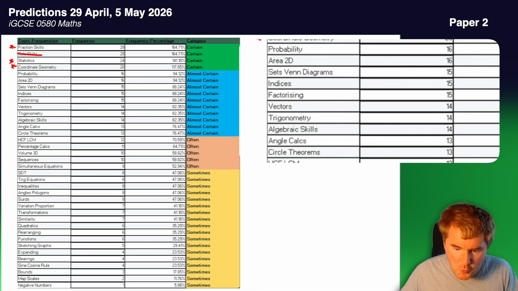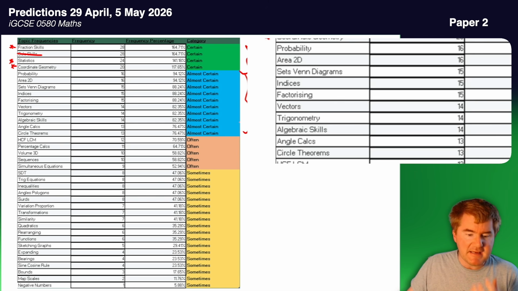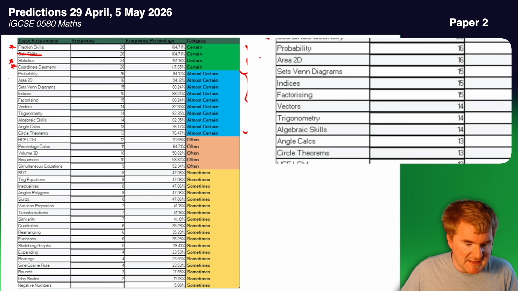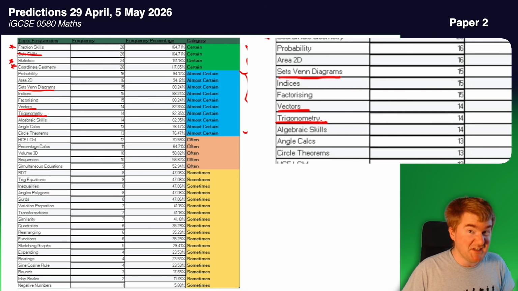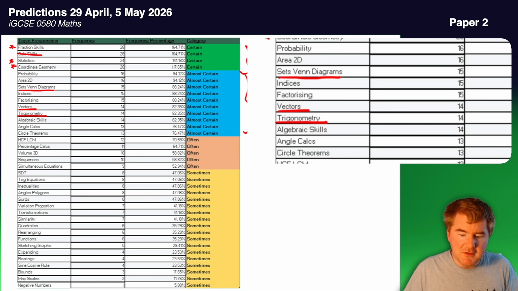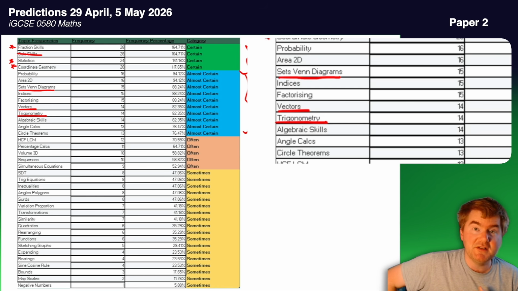Then we come into the almost certain. Again, that's a big area here. Some topics we haven't talked about, like sets and Venn diagrams. For example, we haven't talked about vectors and trigonometry, particularly those A and A star skills. If you want to get those, you need to be mastering those almost certain topics. Then we move on to often, and then we move on to the sometimes at the bottom.